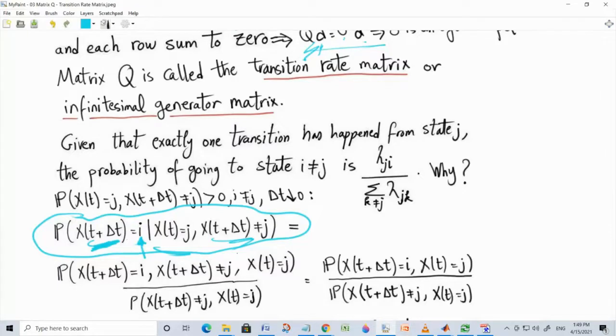We want to show that this probability is the ratio of the transition rate lambda ji over the sum of lambda jk, where k is not equal to j. Which means that you take lambda ji and divide it by the other transition rates. Here you exclude lambda jj because lambda jj is a fictitious thing, defined so that we can complete our matrix. So don't forget k not equal to j.